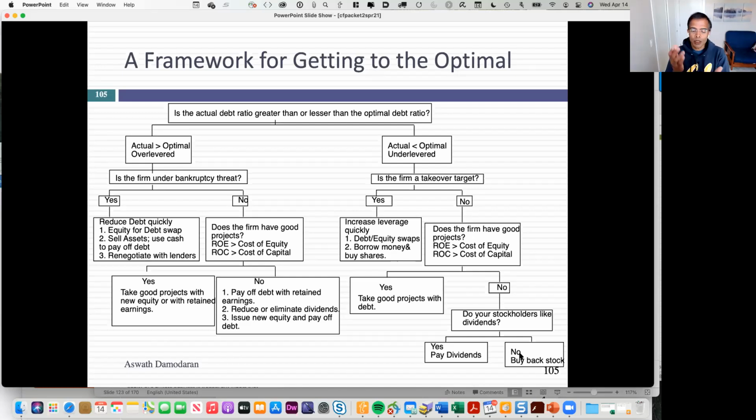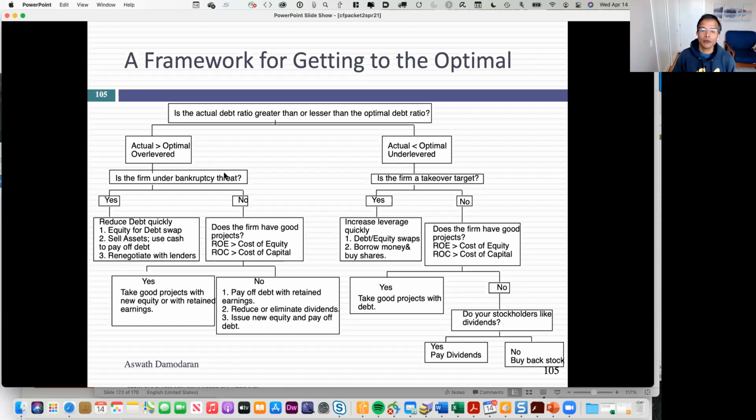So let's go through. For an underlevered firm, first stop you got to make is, am I in danger of being taken over? If the answer is no, then the next question becomes, do I have good projects? If you have good projects and excess debt capacity, you're not in danger. Take your time, take good projects, build up your debt ratio over time. If you don't have good projects and you're in danger, do something quickly. If not, do it gradually over time. It doesn't have to be all next year. It could be over the next 5 years.